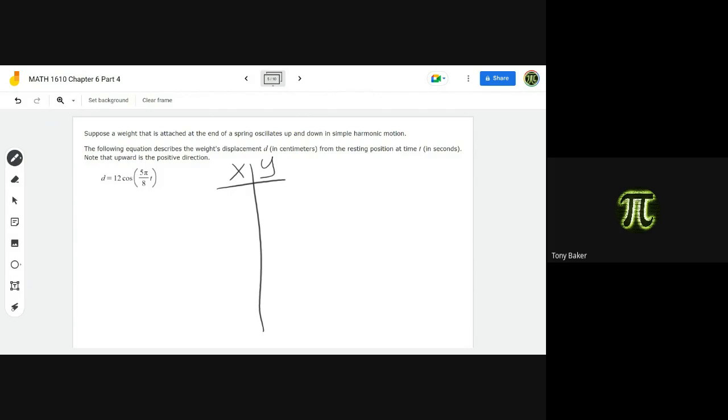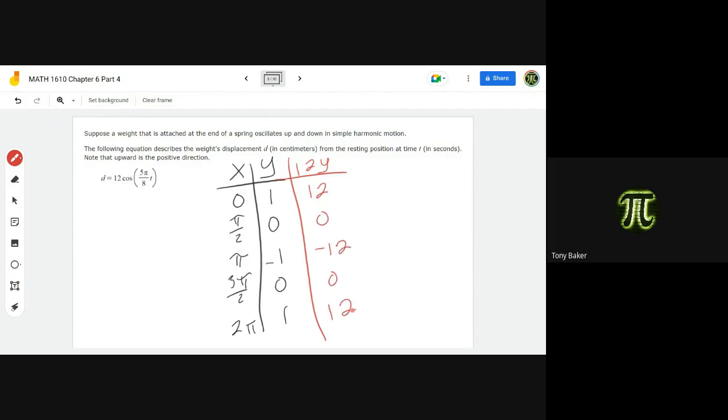So cosine is 0, pi over 2, pi, 3 pi over 2, and 2 pi. And then it is 1, 0, negative 1, 0, 1. So I'm going to multiply the y by 12. So I get 12, 0, negative 12, 0, 12. What am I multiplying the x by? 8 over 5 pi. Remember, we have to flip that over.